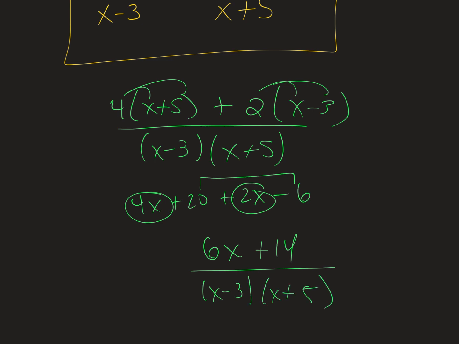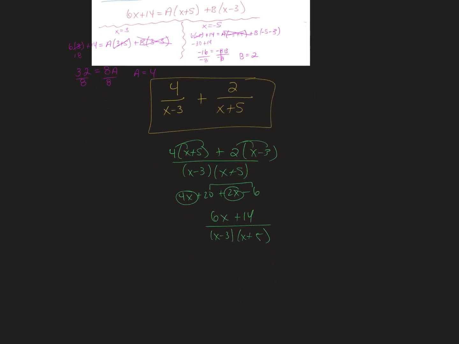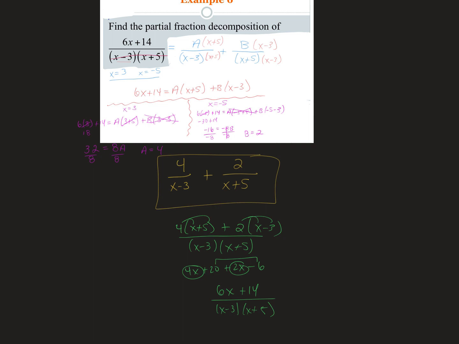What did you guys start with? 6x plus 14 over x minus 3, x plus 5. Same thing. So you just proved to yourself that they were equivalent. All we're doing, guys, there's a lot of algebra behind it, but you're just breaking it down, solving for your a and b, and then plugging it back in.